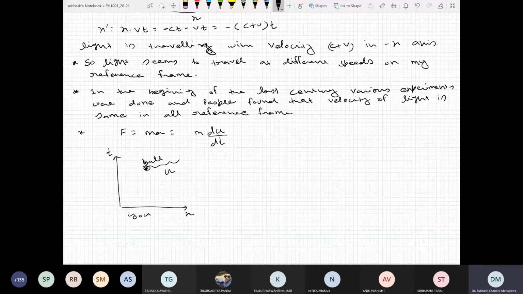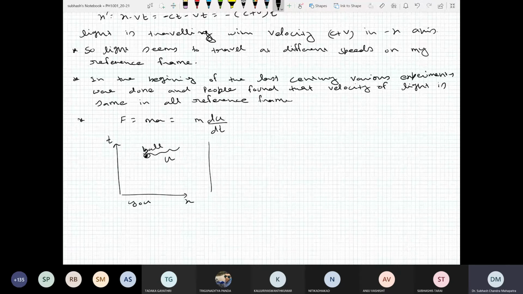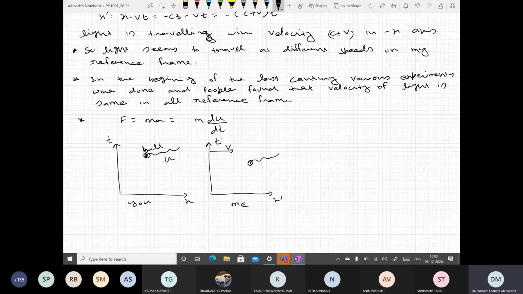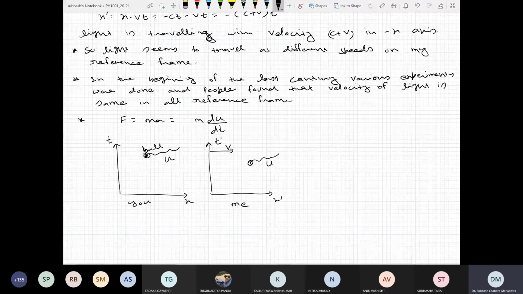Very nice. Now let's say I am moving with velocity v with respect to you. So this is t prime, x prime, and this is me. I also see this ball moving. What is the velocity of the ball with respect to me? Anyone?